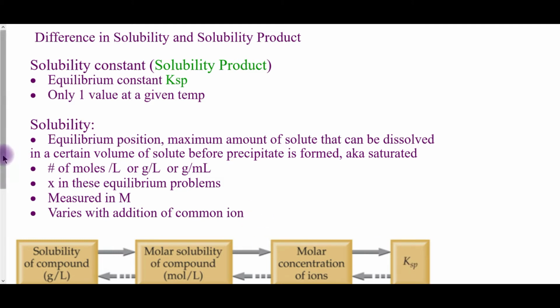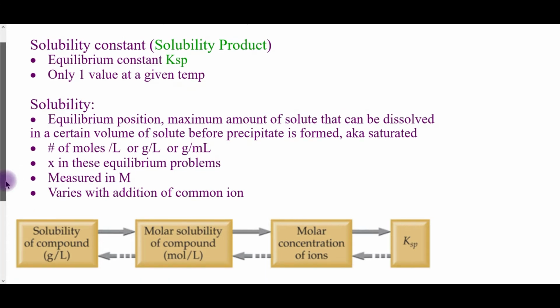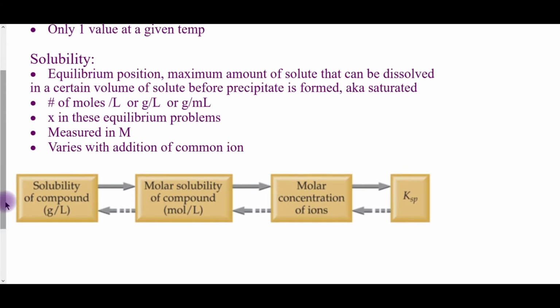The solubility is the equilibrium position. It is the maximum amount of solute that can be dissolved at a certain volume before the precipitate is formed. It is the number of moles per liter, grams per liter, or sometimes it's given in grams per milliliter. Solubility can be equated to X in these equilibrium problems. It's usually measured in molarity, and it will also vary with the addition of the common ion.